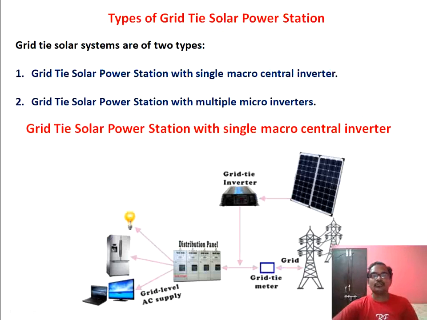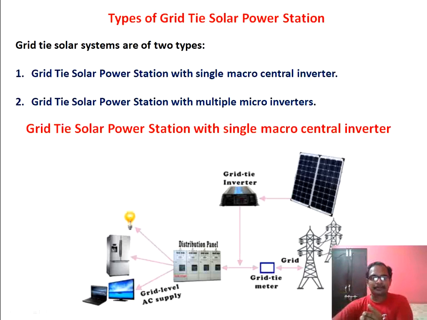There are two types of grid tie central power stations. The one is grid tie system with single macro inverter. Second one is grid tie power station with multiple micro inverters, which we have already discussed in the inverter section. Again we are discussing it.